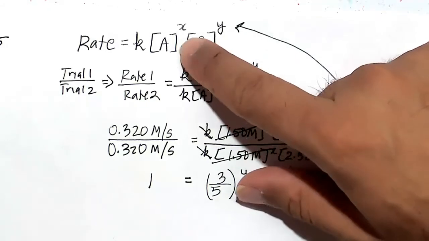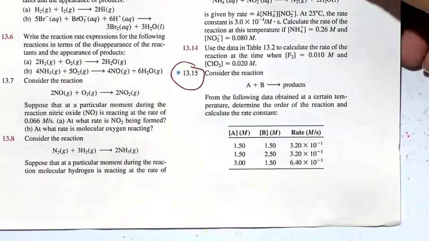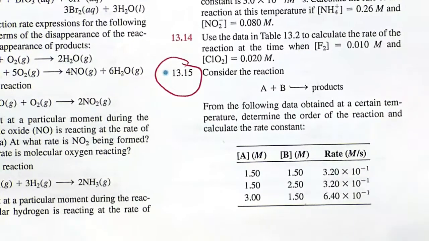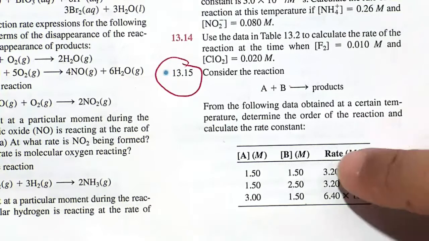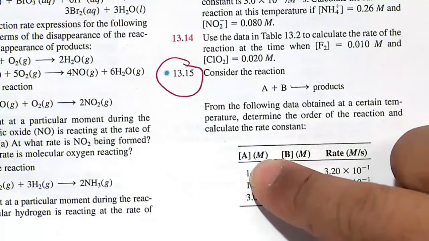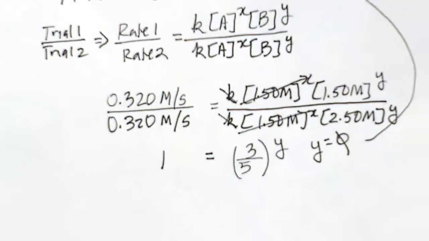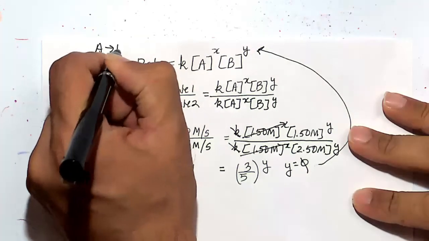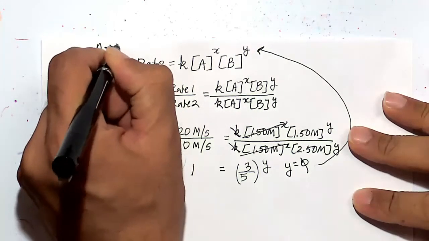All right, now let's figure out order x. For that, let's go back to our data table. To solve these problems, you need a data table like they've shown here. Let's compare experiment 1 and experiment 3 to try to figure out order x, which is associated with the rate of decay of concentration A. Remember, our overall reaction is A plus B goes to products.